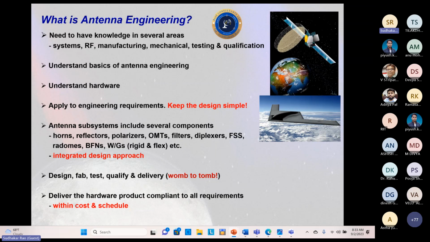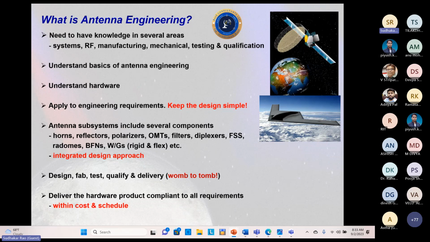Radomes are important because sometimes you have to protect the antenna thermally. When it goes to very high temperatures or low temperatures, you need to have radomes. Then BFNs, beamforming networks, combine the signals from different feeds into one port. Waveguides are the part that interfaces with the repeater payload. Sometimes you have rigid waveguide, and for mechanical flexibility you need flex waveguides as well. So all these things are important components of the antenna system.